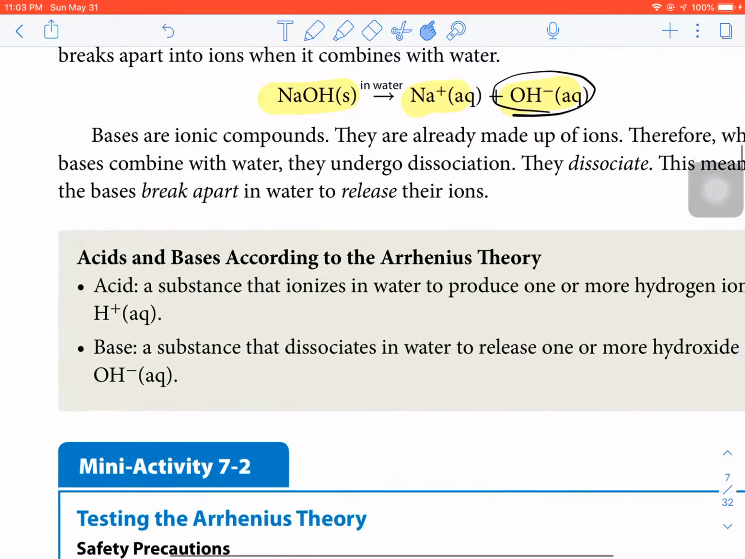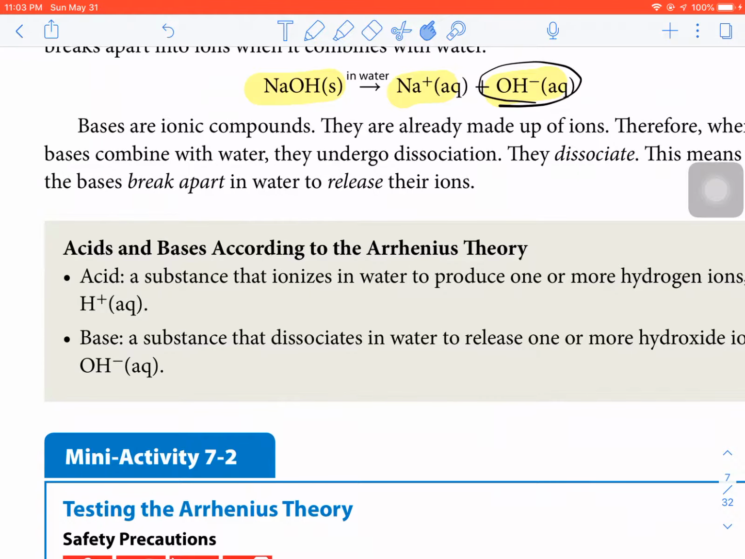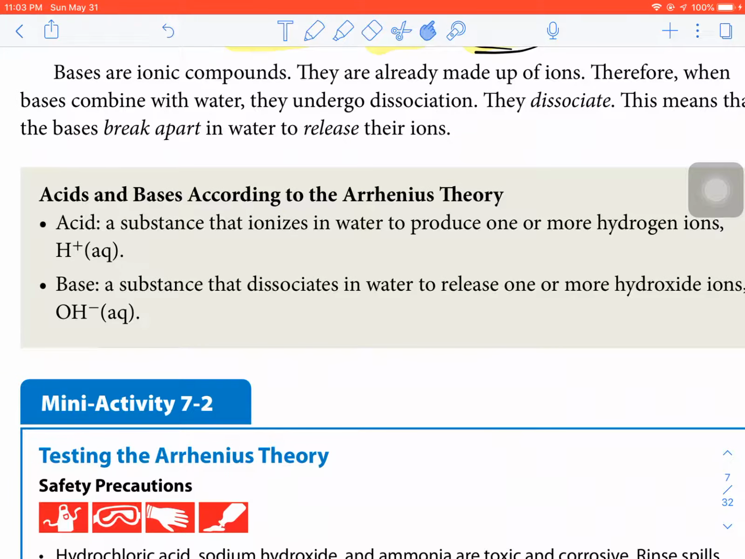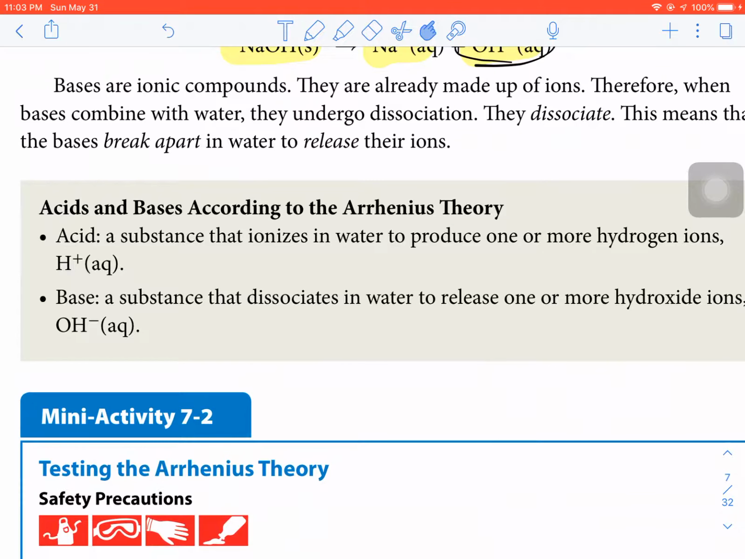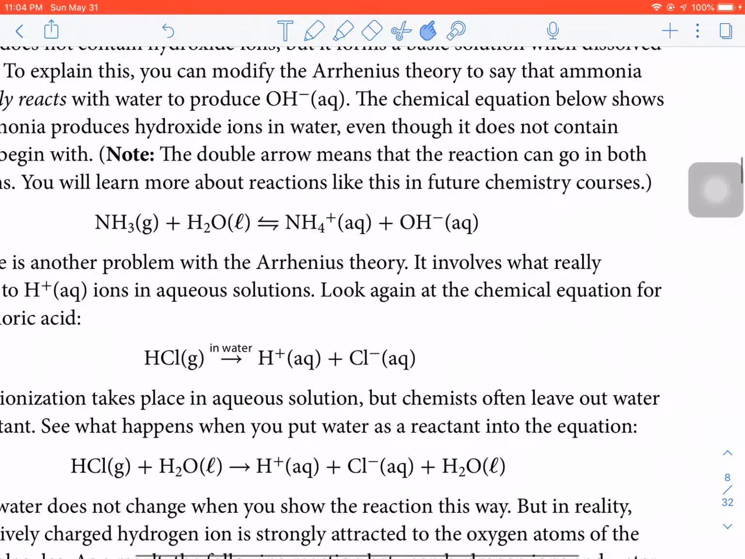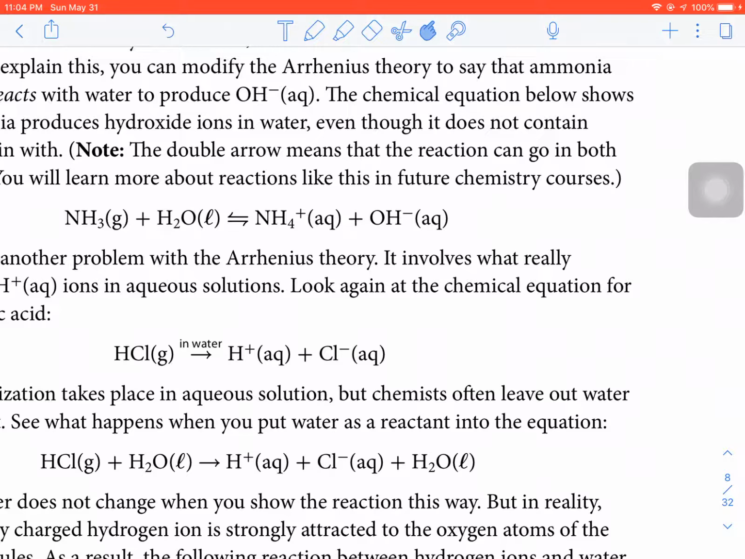Now, if I scroll up here, it says an acid is a substance that ionizes in water to produce one or more hydrogen ions. A base is a substance that dissociates in water to release one or more hydroxide ions. But then again, remember we had some things that didn't work, like ammonia, which is a base, because I know when I put it in water it will produce hydroxide ions, but it doesn't contain any hydroxide ions. The reason it makes hydroxide ions is because it will steal an H plus from water, to make NH4 plus and leave the OH minus for the base.